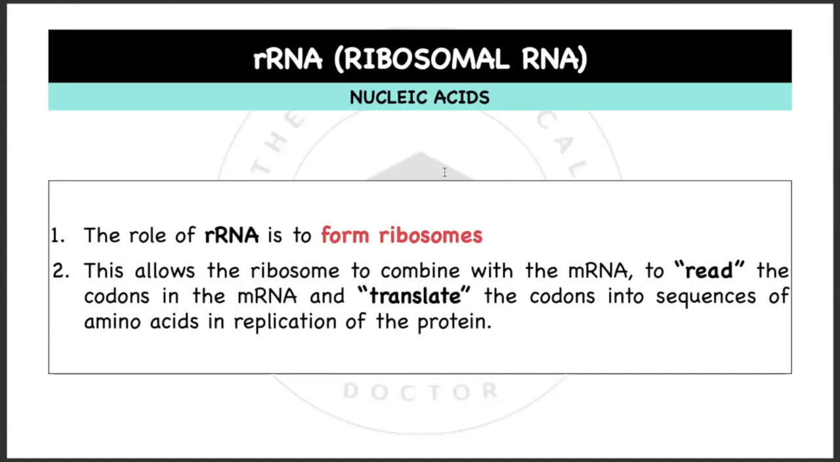Basically, when they want to replicate to make new proteins, these rRNA form the ribosome, so they will combine with the other RNA to read the codons of the DNA. So they will combine together to read it first, then they will translate, they will replicate, they'll make more. So that's important in the formation or replication of the protein.